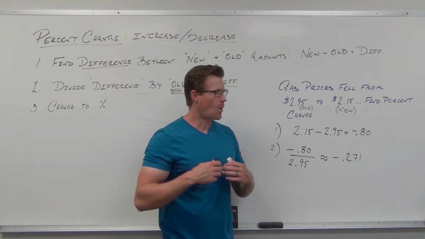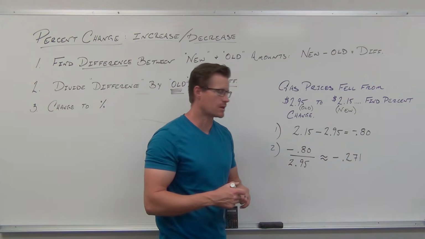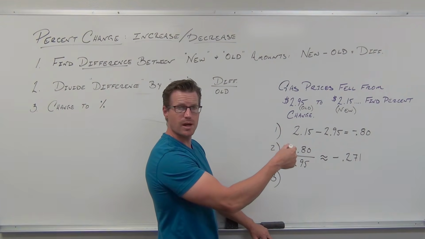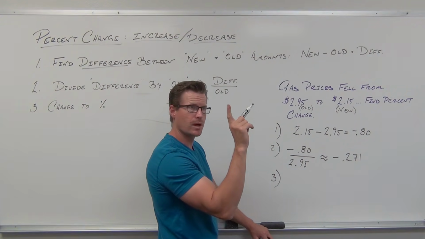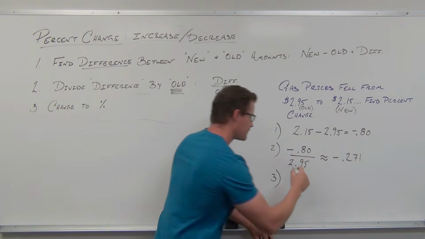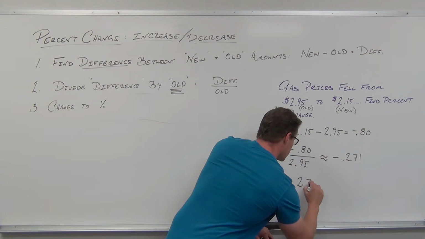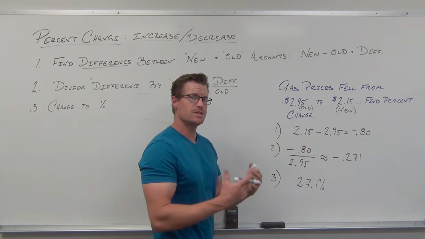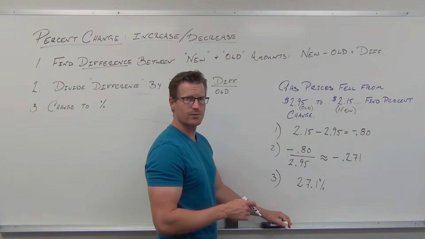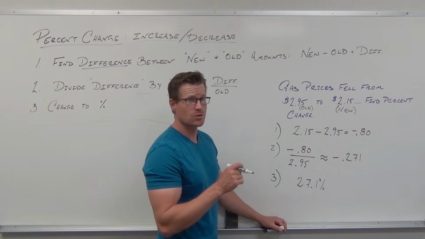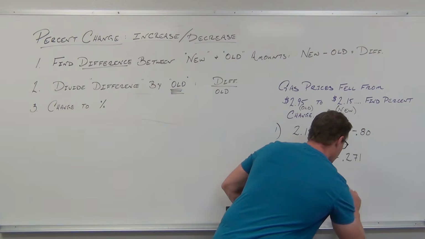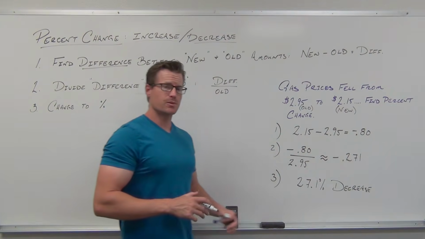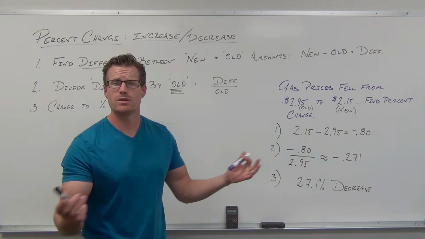In step number 3, all we got to do is just change this into a percent. So remember, move your decimal 2 spots. That's multiplying by 1, but represented with 100%. That negative tells us that we have decreased. So you can say that this is a 27.1% decrease. That's the negative part of it. Had we had a positive, we'd say 27.1% increase.